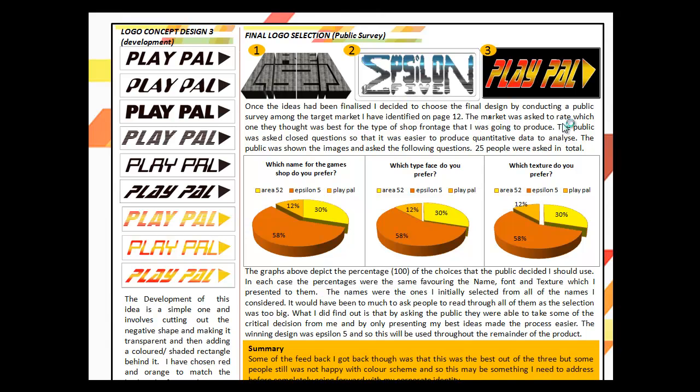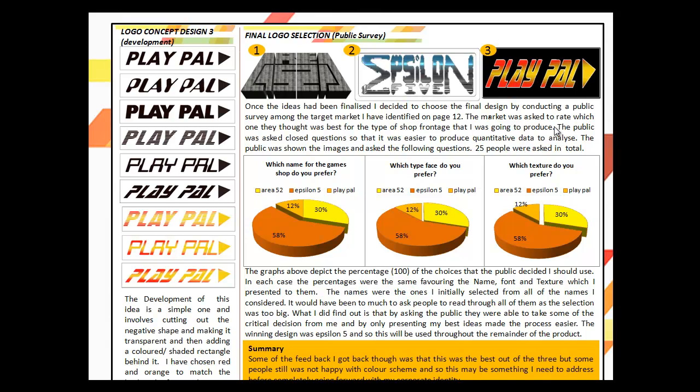I'll put down here that the market was asked to rate the one that they thought was the best type of shop frontage that I was going to produce. Now if you're not doing a shop frontage, what you need to do is just change it to corporate identity. So if you still don't know what product you're doing, keep it simple, just keep it as a corporate identity, rather than actually say it's for a game, it's for a shop front, it's for a van, and leave it at that.